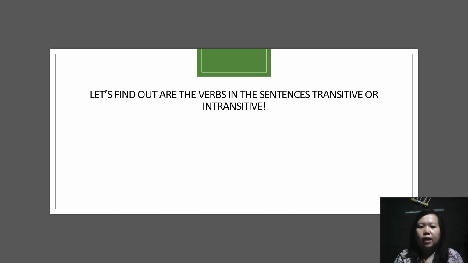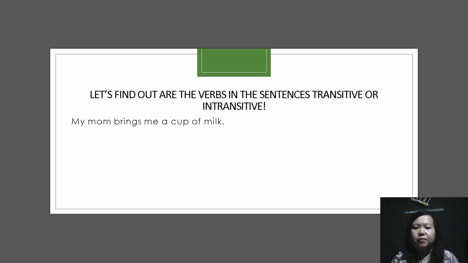Now let's find out, are the verbs in the sentences transitive or intransitive? The first sentence. My mom brings me a cup of milk. The sentence has a transitive verb. The verb is brings. Brings here is transitive because it is followed by objects. We have two objects here, me and a cup of milk.